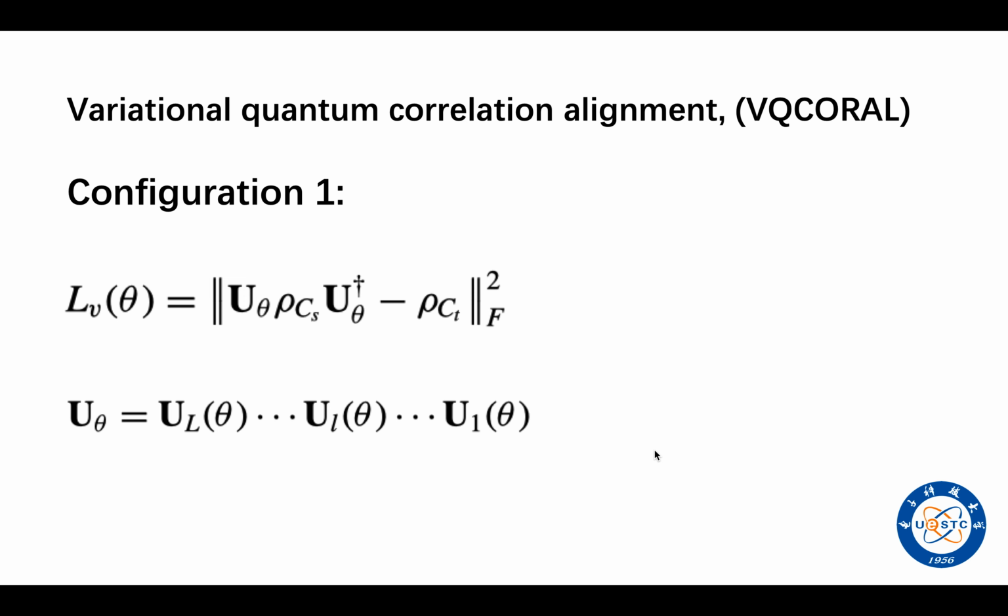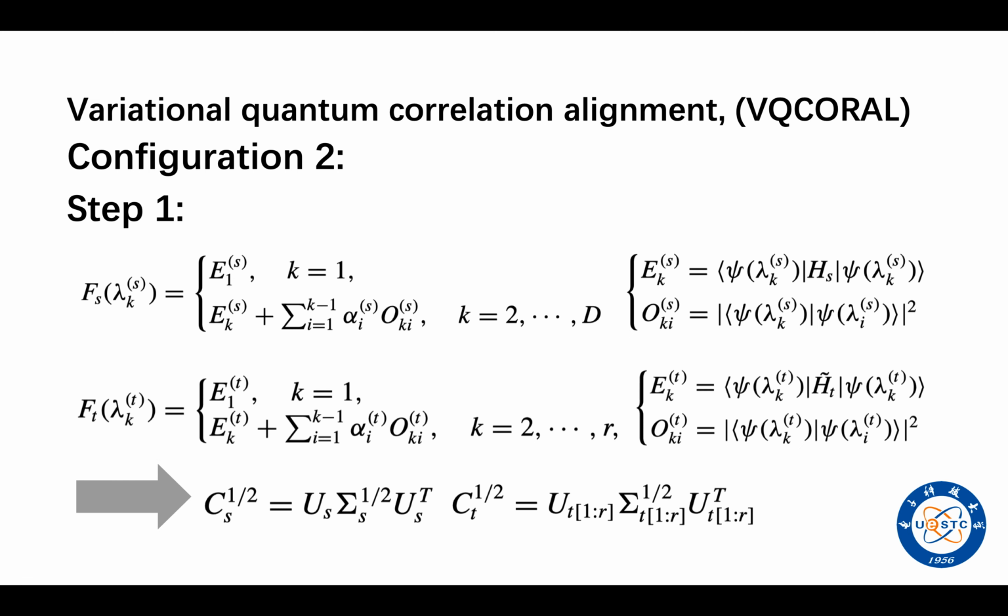Subsequently, we will present the implementation of the VQCORAL and explore two different specific configurations in detail. In configuration 1, inspired by the idea of classical neural networks, we designed an end-to-end VQCORAL. The corresponding cost function can be defined as L_V, with U(θ) representing an L-depth parameterized quantum circuit.